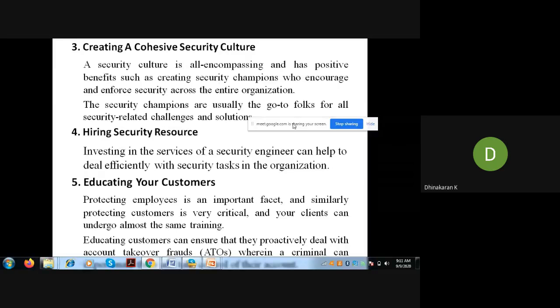Investing in security engineer resources can help deal efficiently with the security tasks in the organization. So directly, we can hire security resources and also educate our customers. As an employee, I was educated; these are the things you need to provide a service to the customer. Then I educate my customers on how to access the resources.